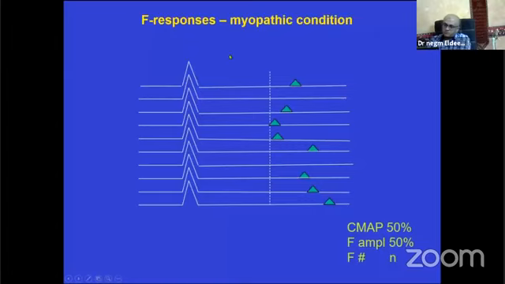If we have a myopathy, the CMAP amplitude is normal or lowish, and the F responses should be low compared to normal material, but this is always very difficult to measure. But at least it's important to see that the persistence is normal. So CMAP is low, F amplitude may be low, and persistence is normal because all the axons and neurons are there.